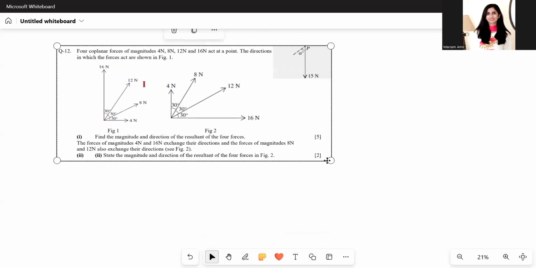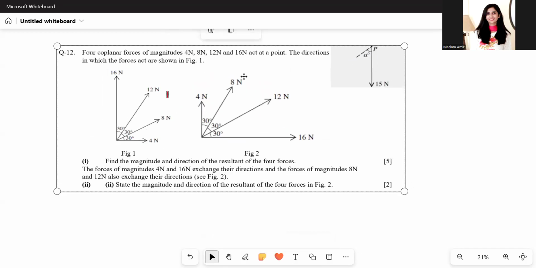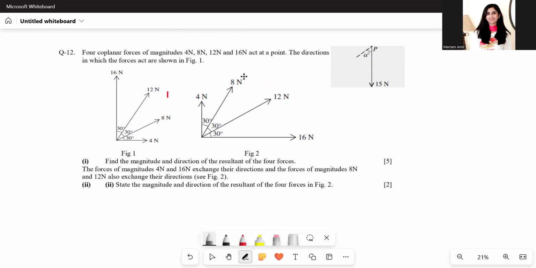Four coplanar forces of magnitude 4, 8, 12, and 16 act at a point. The directions in which the forces act are shown. Find the magnitude and direction of the resultant of the four forces. Okay, we're talking about this figure first. Let's say the resultant is somewhere over here, and the angle it makes is alpha. We have to find the value of R and alpha.